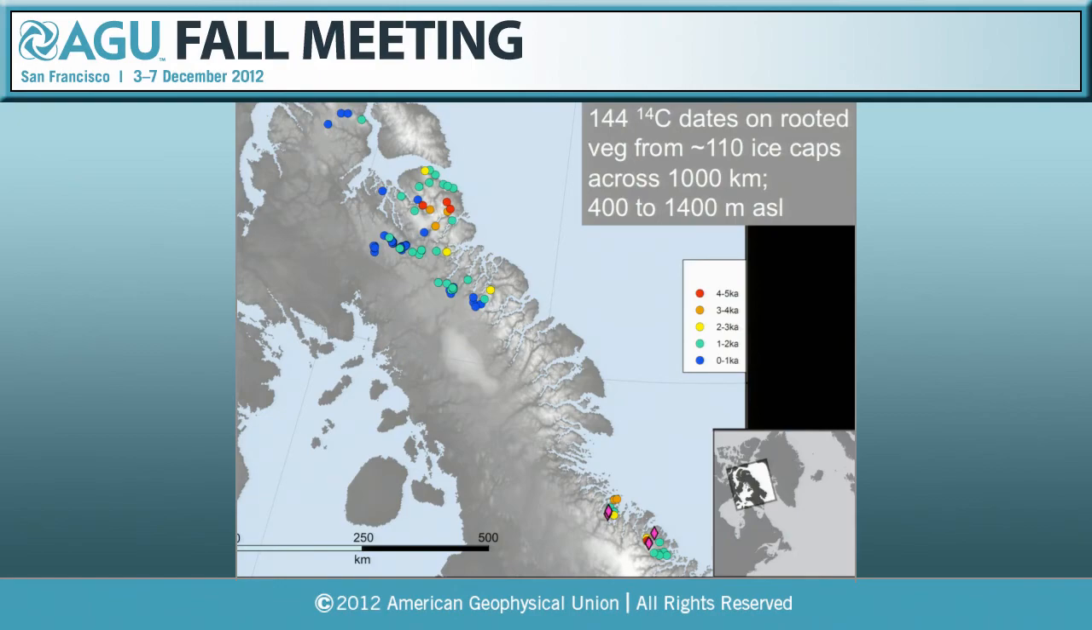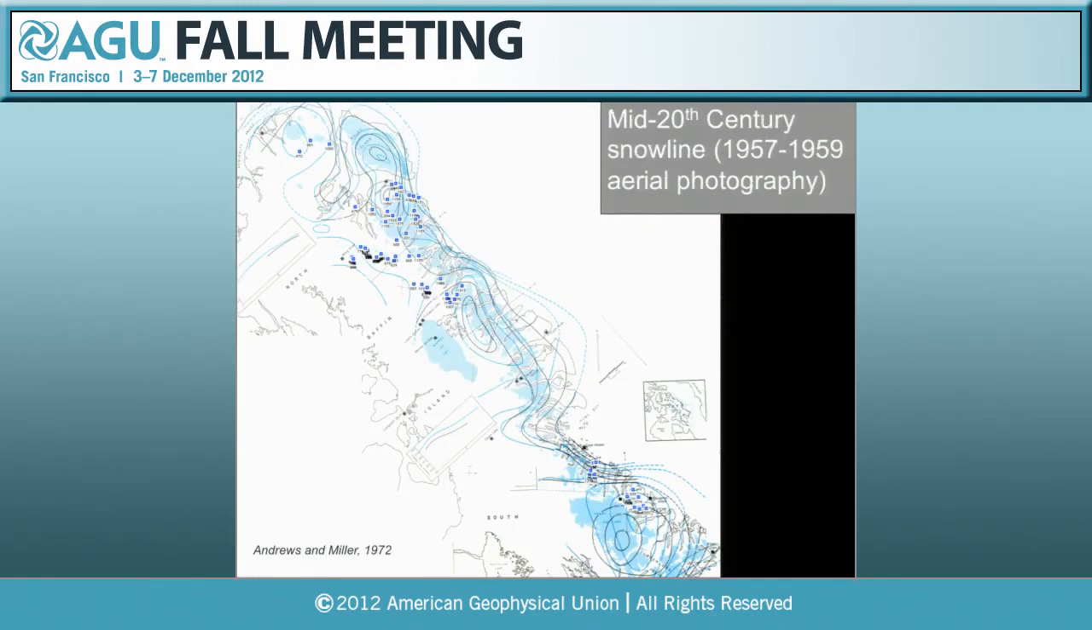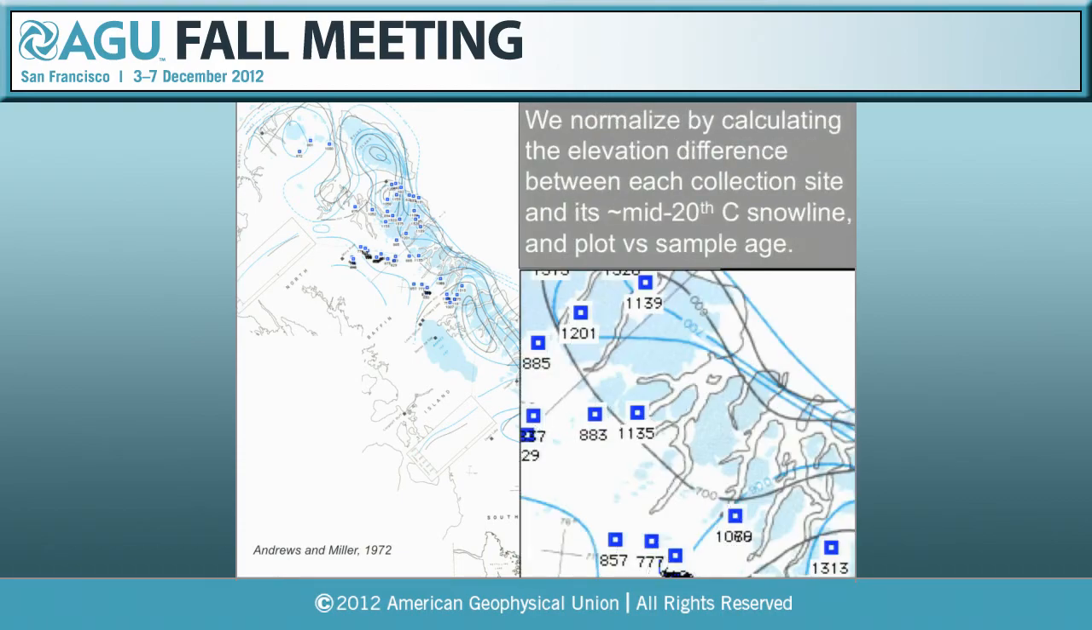We do that by taking advantage of some work that John Andrews and I did about 40 years ago when I was a beginning graduate student, where we mapped out the snow line across Baffin Island. I know you can't read it, so I'll blow this up in the corner here. These are based on 1950s aerial photography. So here's the 700 meter snow line in the mid 20th century. And then we've plotted all of our sites at the elevation at which they were collected.